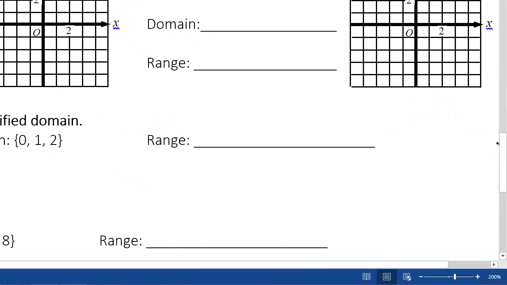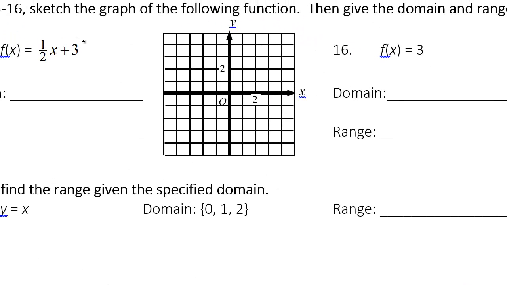Sketch the graph, and then give the domain and range. So let's go ahead and sketch this linear function, where you start with your y-intercept of 3. So from your origin, go up 3, and your slope is 1/2, so you're going to go up 1 and right 2. Rise over run. And then put arrows because it goes forever up and to the right, forever down and to the left.